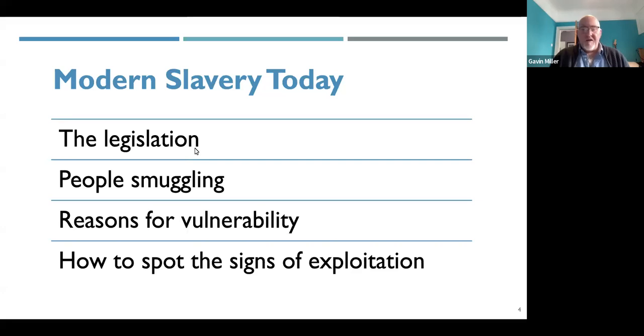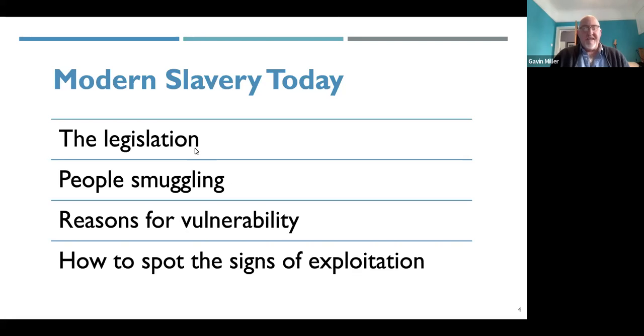I'd like to go on now and talk about what modern slavery looks like today, the current legislation, the differences between smuggling and trafficking, the reasons so many people are open to exploitation, and lastly, some clear signs that we can all look out for.